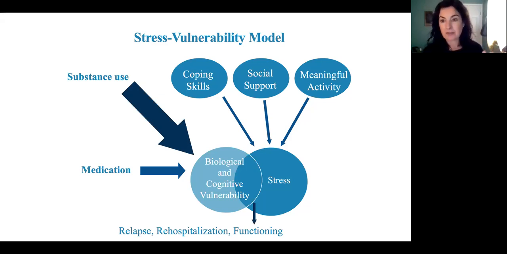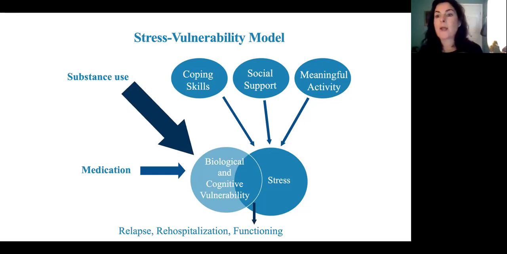A lot of stuff is on this page right here, right? So let's think about it. What we know in terms of the biological vulnerability piece is that medication plays a role in reducing the impact of that biological vulnerability. Now, as we talked about earlier, medication doesn't 100% work for every person, nor does it completely take away the psychotic symptoms, but it helps for sure most of the time.